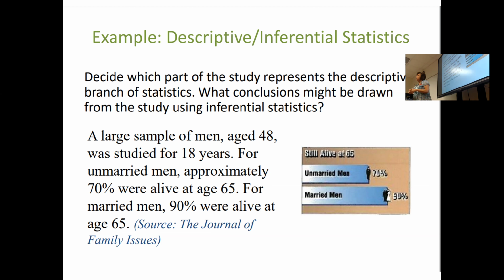So if we're talking about descriptive statistics, somebody took a survey or they collected some data. And what did the data show? What's just the data itself? Okay, so the data shows if the men were married, 90% were alive at 65. Unmarried men, they're only 70% alive at the age of 65. Okay, now that's just saying this is what the data showed. That's the descriptive part. But you kind of led into, what do you think the inferential part is? Would this lead you to assume something from this data?